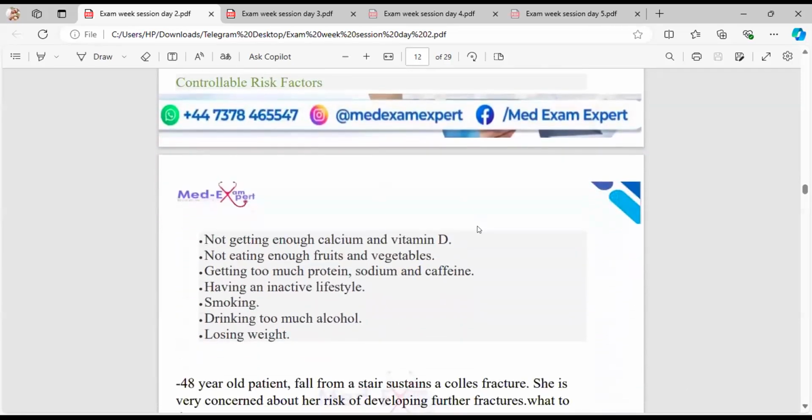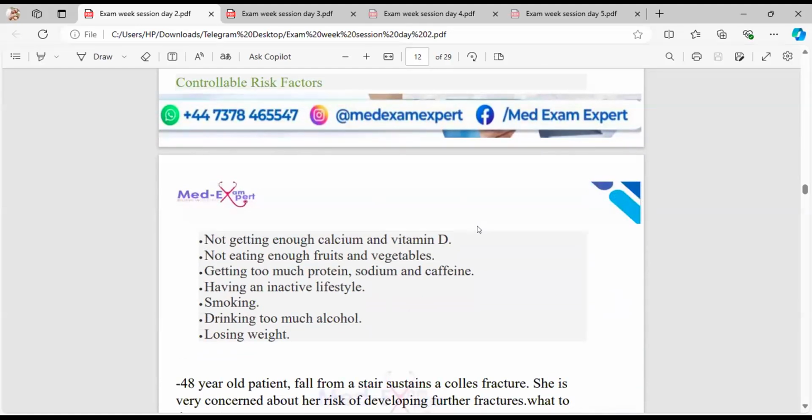Not getting enough calcium and vitamin D, not eating enough fruits and vegetables, getting too much protein, sodium, and caffeine, having an inactive lifestyle, smoking, drinking too much alcohol, losing weight. So these are also the risk factors. For these patients, also we do something.